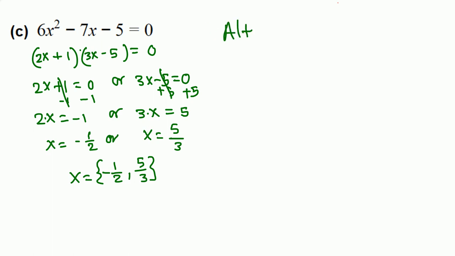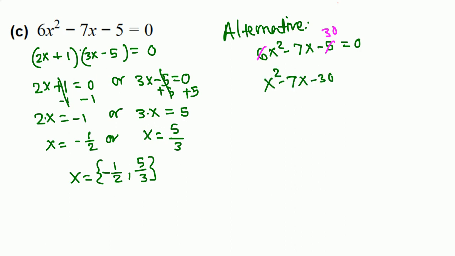Alternatively, we can make our factoring easier. 6x squared minus 7x minus 5 equals 0. Move this 6 times 5, 30. So we can write x squared minus 7x minus 30 equals 0. Now the leading coefficient is 1, so it's easier to factor.